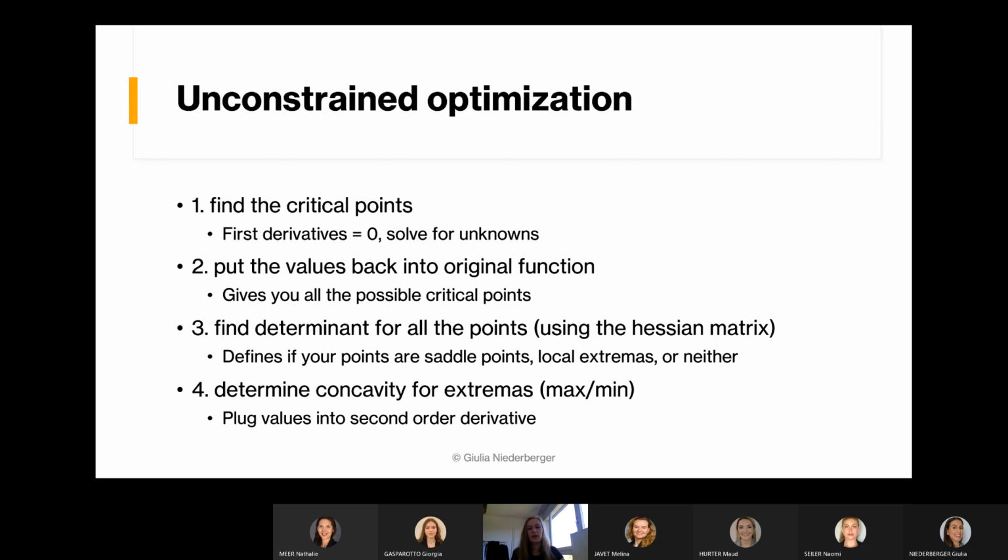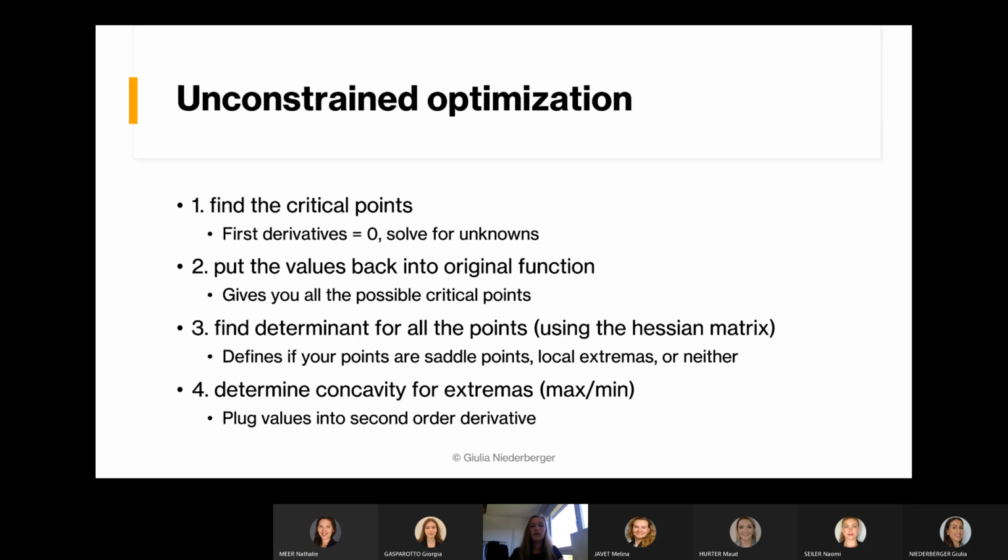Then unconstrained optimization. So I tried to make kind of a recipe for you, because I know that helps me a lot to know how I should proceed when I have such an exercise. So first of all, you should find all the critical points. So you set your first derivative equal to 0, and you solve for the unknowns. Then you put it back into your original function, as I've explained before. That's basically what you do with all kinds of finding maxima and minima.